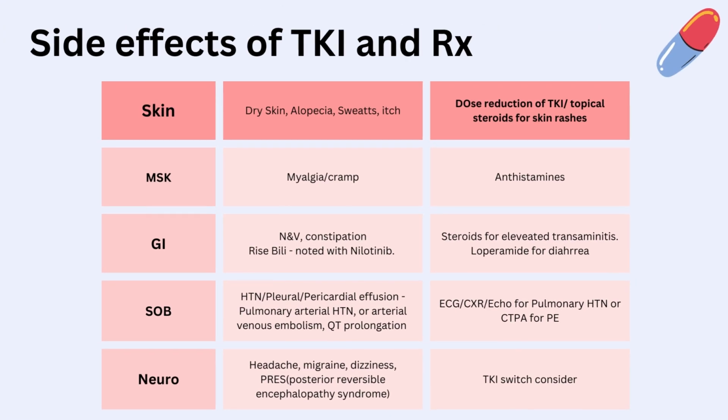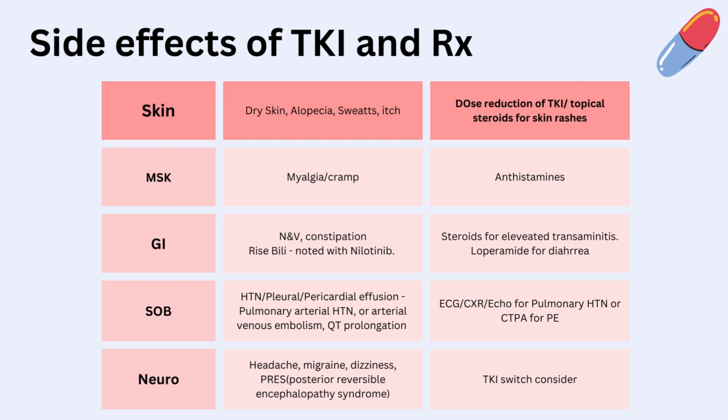There are many side effects of tyrosine kinase inhibitors, such as skin problems with alopecia, sweating, and itching. You can use antihistamines for this, or try reducing the dose of the TKI, or using topical steroids. They may experience myalgia. Again, reduction of the tyrosine kinase inhibitor may help with this. Certain raised LFTs, such as bilirubin, is noted with nilotinib, and you can use steroids for elevated transaminitis.